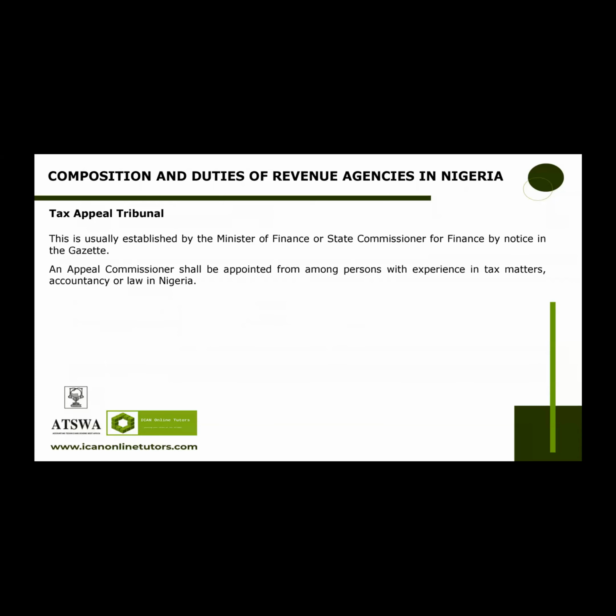Now we have the Tax Appeal Tribunal. This is usually established by the Minister of Finance or State Commissioner for Finance by notice in the Gazette. An appeal commissioner shall be appointed from among persons with experience in tax matters, accountancy, or law in Nigeria. The appeal commissioner shall hold office for a time of 3 years, renewable for another term of 3 years only, and no more from the date on which he assumes his office or until he attains the age of 70 years, whichever is earlier. He may resign as an appeal commissioner by notice in writing.